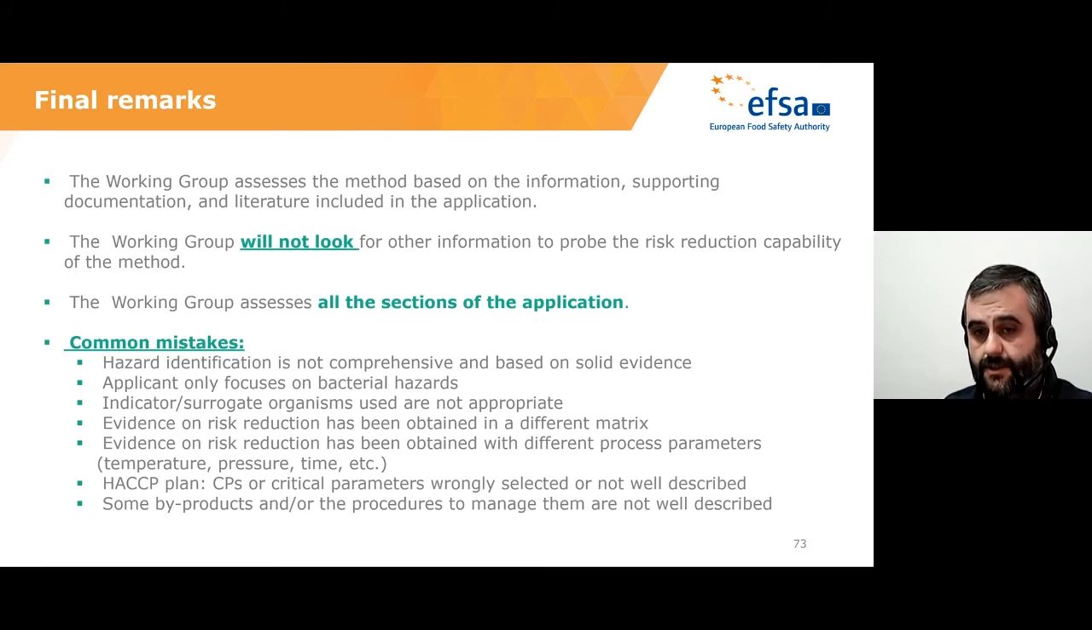For instance, there have been cases where all the process, the hazard identification and the risk reduction, has been focusing exclusively on bacterial hazards, while the working group considered that viruses were also relevant. It has happened also, and can happen, that you select indicator or surrogate organisms that are not appropriate for testing the efficacy of the method, because there could be other hazards that are more resistant than the indicator or surrogate organisms that you used.